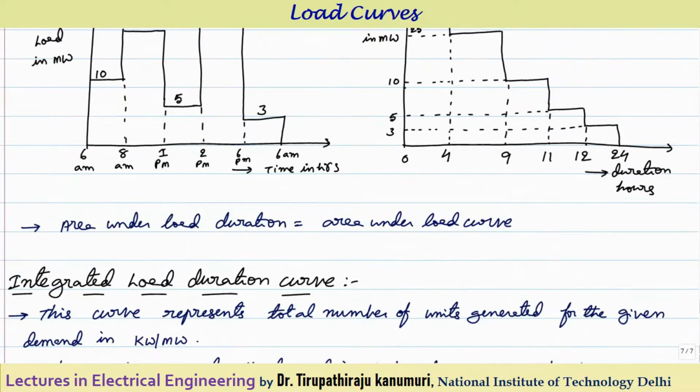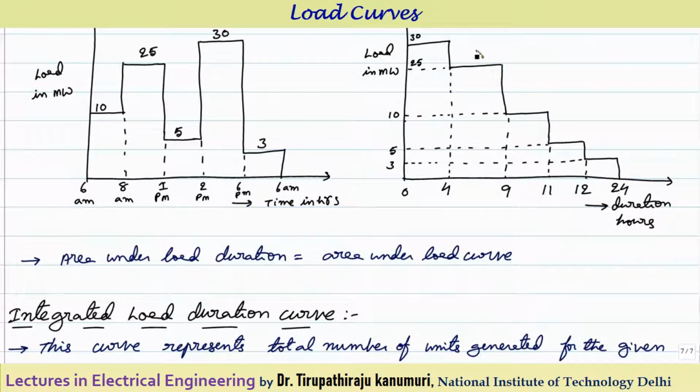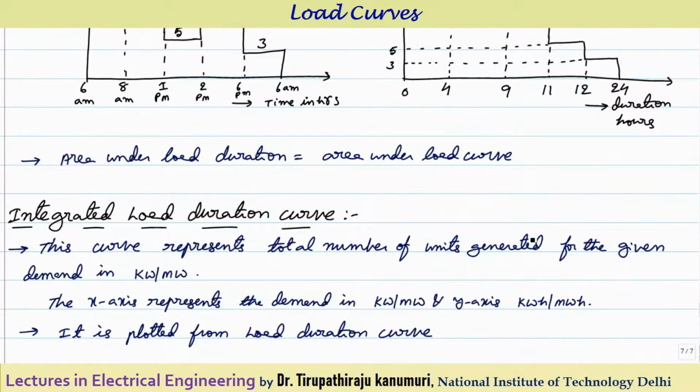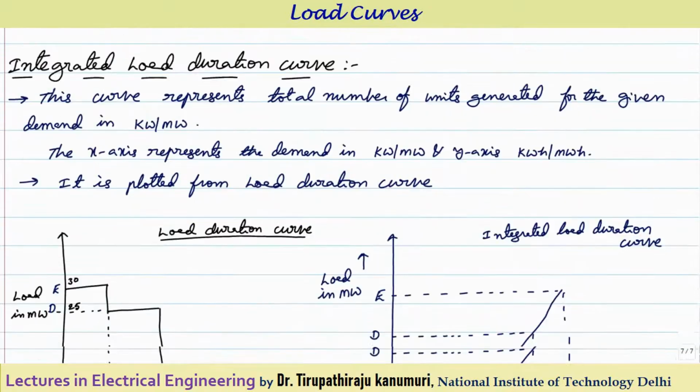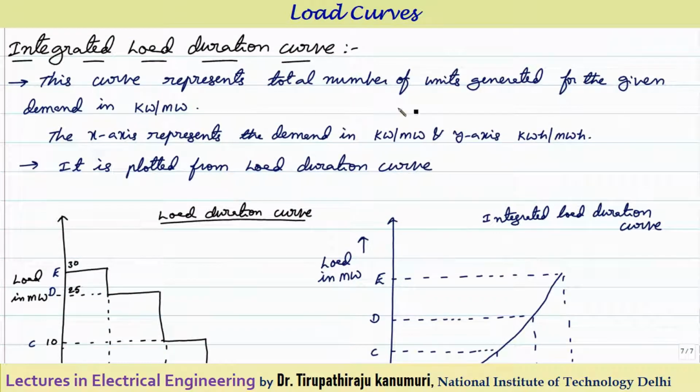So again this is similar to the load curve. The area under the load duration curve again gives the same as the area under the load curve. So both give the total number of units generated in that particular duration. Now coming to the integrated load duration curve. This curve represents the total number of units generated for a given demand in kilowatt or megawatt. Here the x-axis represents the demand in kilowatt or megawatt and the y-axis represents kilowatt hour or megawatt hour. So it is plotted from the load duration curve.